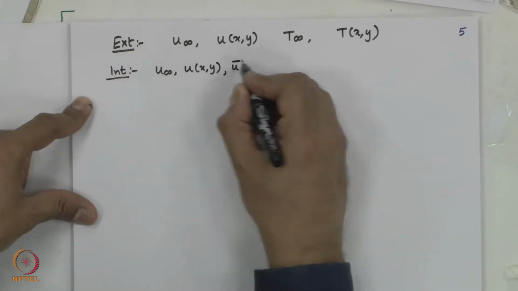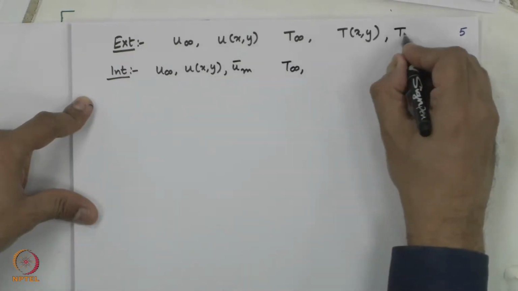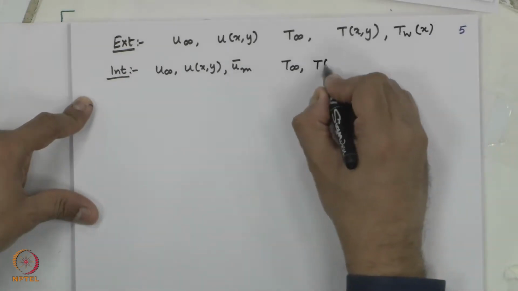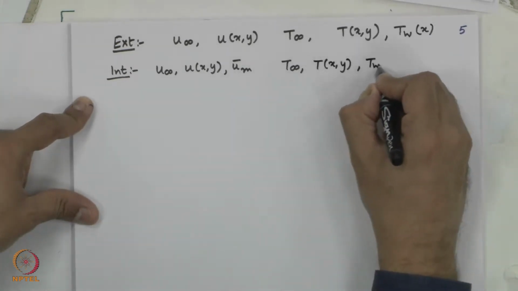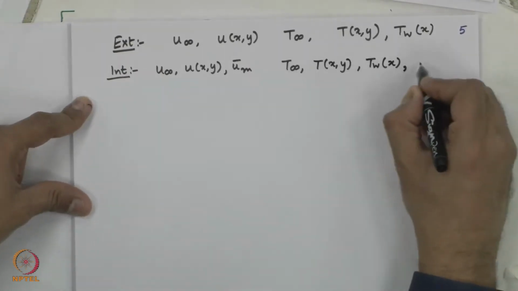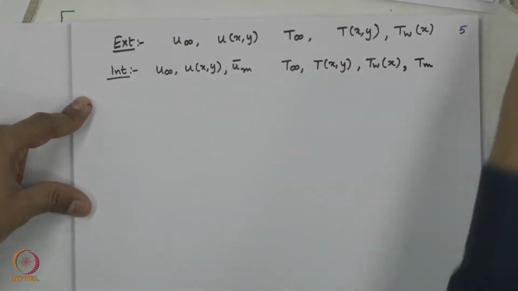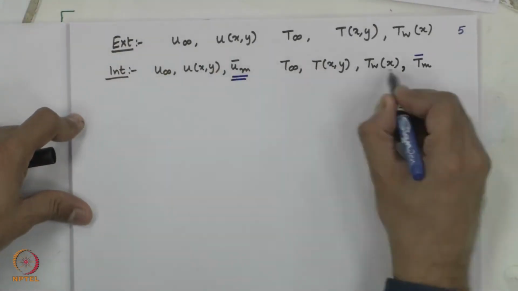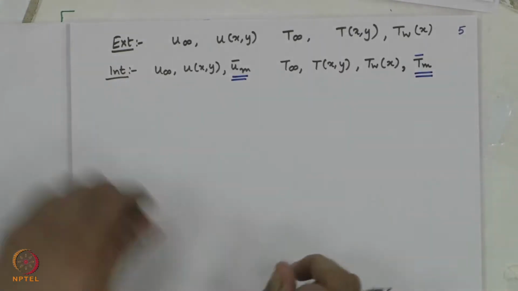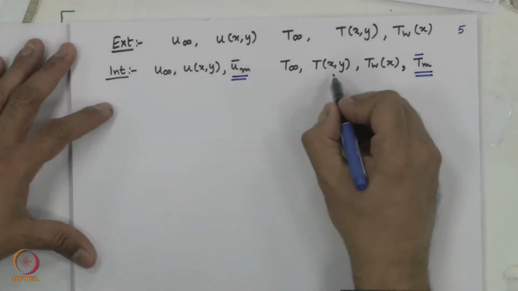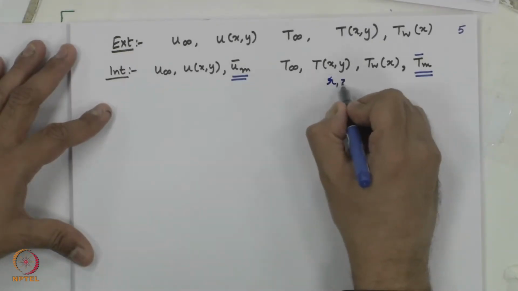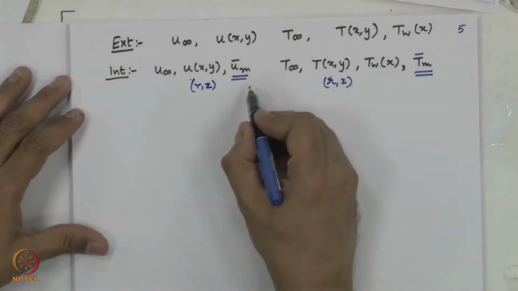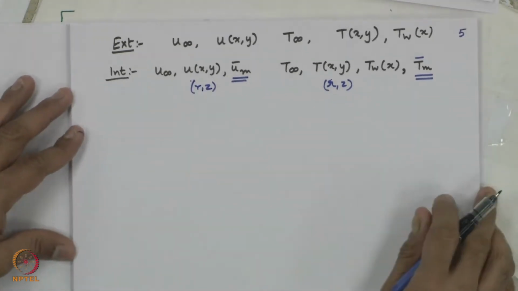u bulk mean. T infinity, of course T wall is also there, T wall could be constant or a function of x, T of x comma y, and more importantly T bulk mean, which is going to be the bulk mean temperature or the mixing cup temperature. This and this are specific to internal flows. I have written here x comma y, this would be r comma z for pipe flow. It is just a convention, does not matter. The idea being, you have to have what is called a bulk mean temperature and the bulk mean velocity.